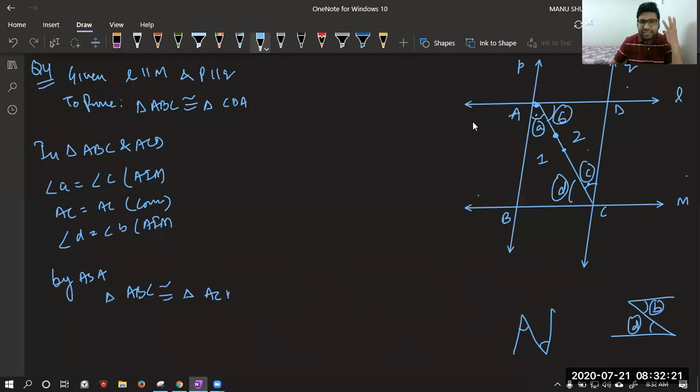If I say ACD, is it correct, all of you? If I say ABC, ACD, is it correct? No. Then what is the correct name? Please suggest. Okay, Bhavya is saying CDA. Very good, Ananya. Correct name is CDA.